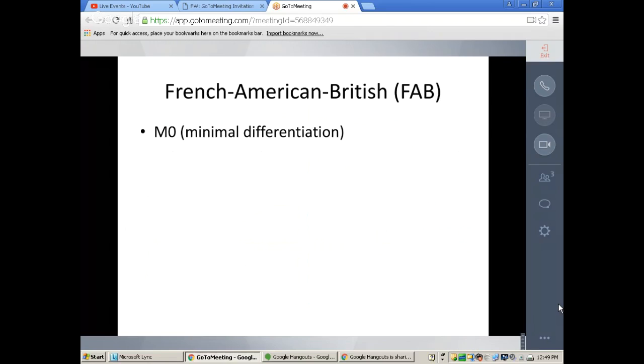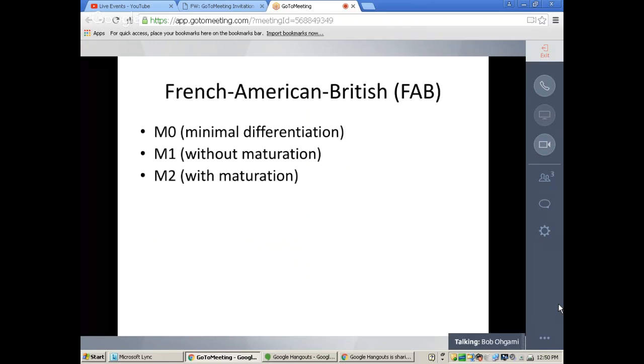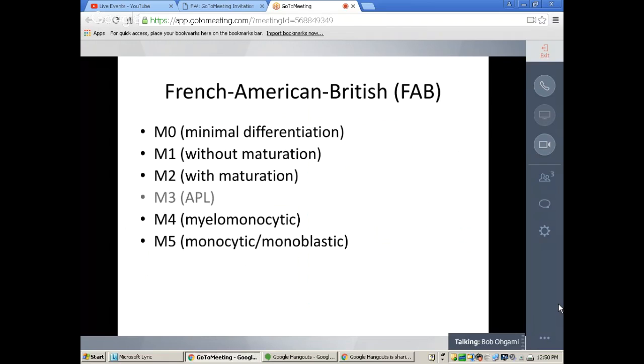The FAB categorization is an old classification of AML, so it was really based on a lot of morphology, a little bit of biochemistry and whatnot. There are these different categories, M0, M1, M2, sort of indicating how much differentiation you have. M3, the FAB was APL actually. Then M4 is myelomonocytic differentiation, M5 is monocytic differentiation, M6 is erythroid, and M7 is megakaryocytic.